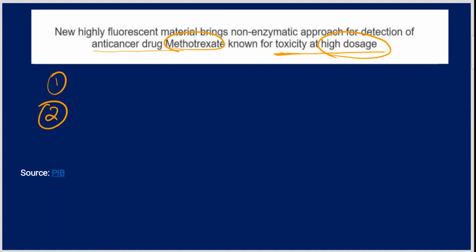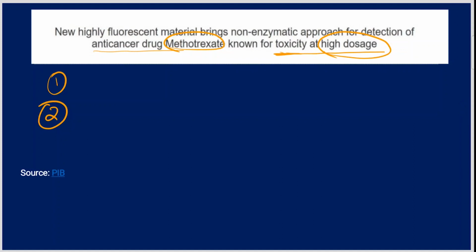Scientists developed a highly fluorescent material to detect the presence of methotrexate in blood. Okay. So, what is its utility? See, first you should know the problem, then you will know its utility. The problem is, there is a challenge in detecting this methotrexate. First of all, methotrexate is an expensive drug and traditional detection procedures for unwanted overdoses are time consuming and involve complex instrumentation.